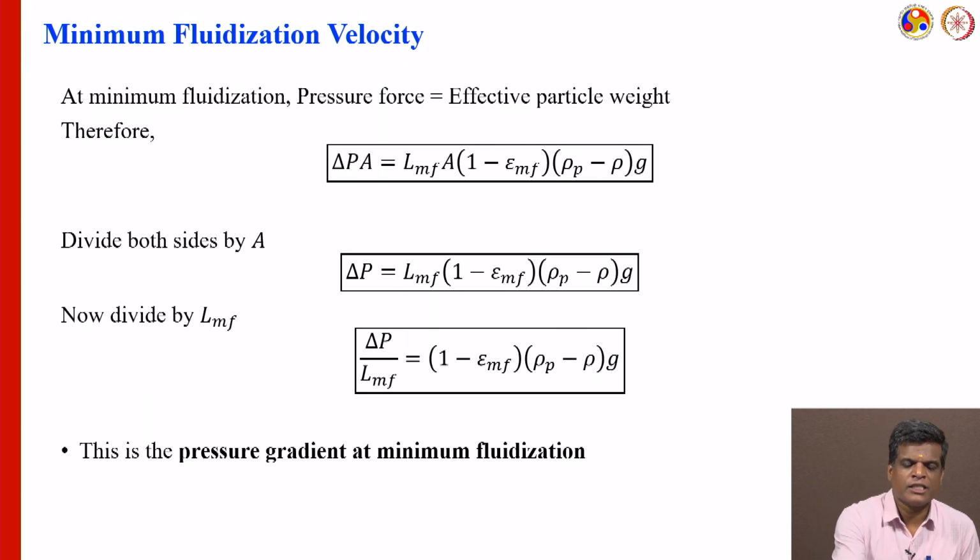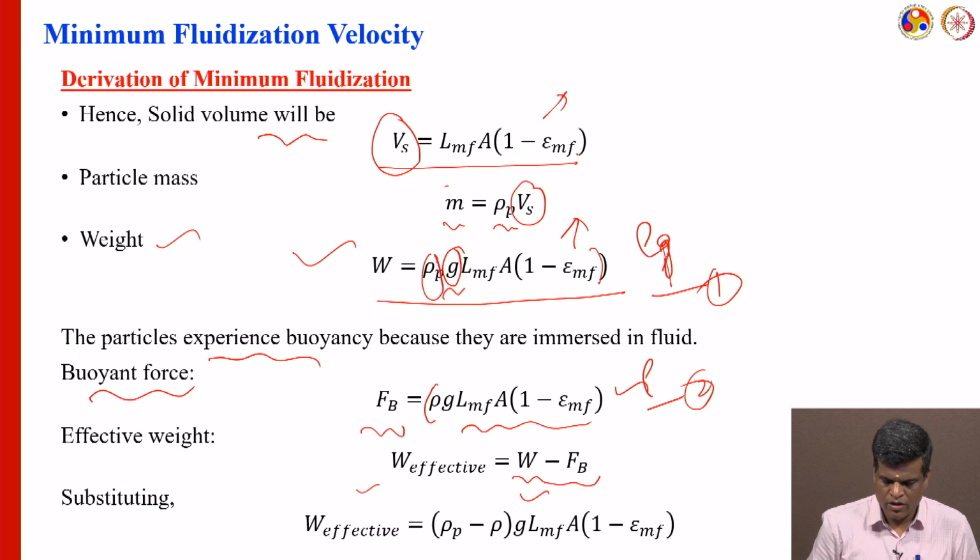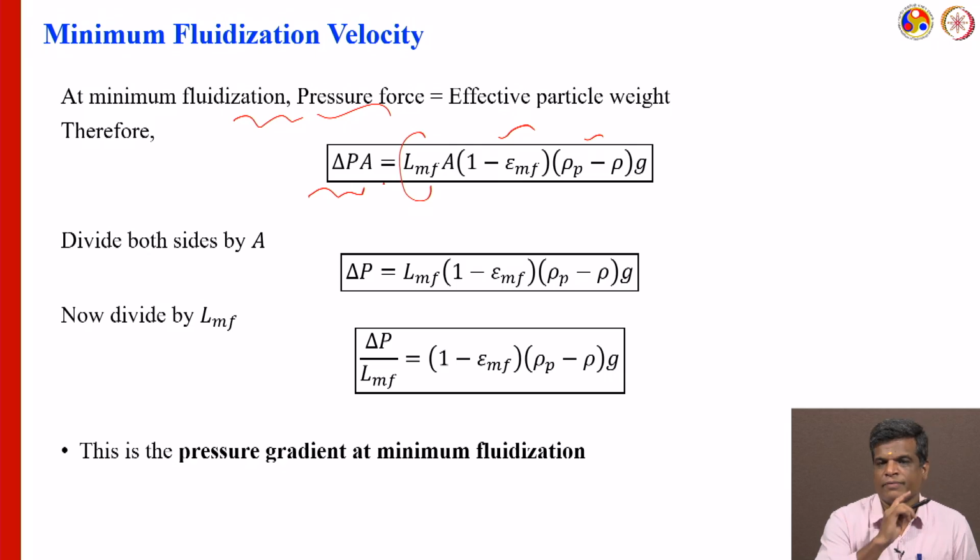Then at minimum fluidization, what will happen? At minimum fluidization, the pressure force equals the effective particle weight, the drag force, so that we call both are the same. Then we can write the pressure force delta P into A. So this LMF A into (1 - epsilon MF), because we got from the previous one LMF after rearranging this one. So we can write delta P A here.